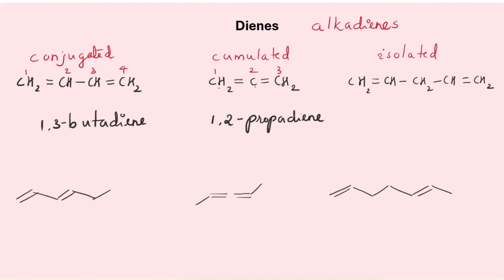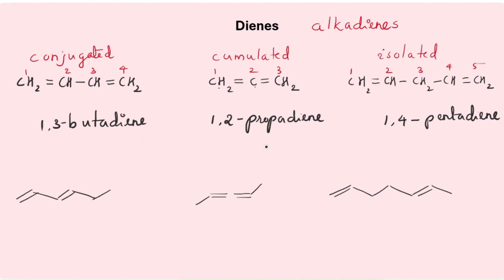Now for the isolated, choose the longest chain of carbons, right? Since there are 5 carbons, I'm going to call this pentadiene, right? Where the double bonds are at first and fourth position. Therefore, 1, 4 pentadiene or penta-1,4-diene. Either way it is correct.